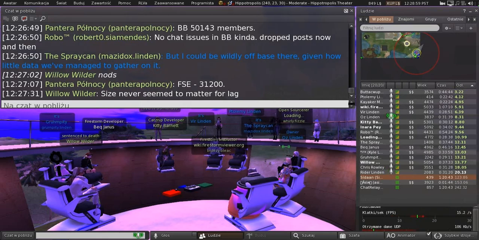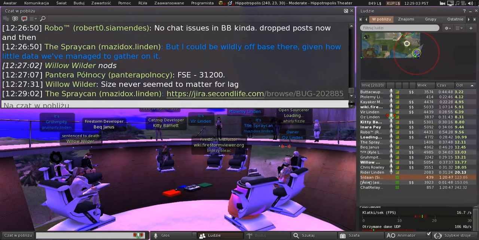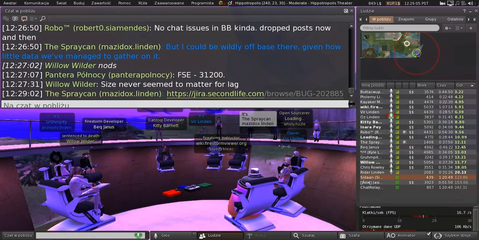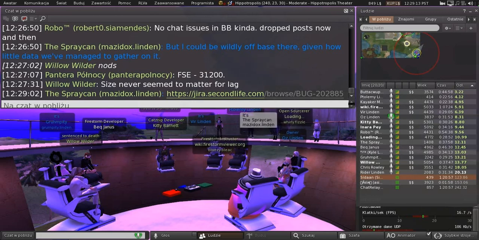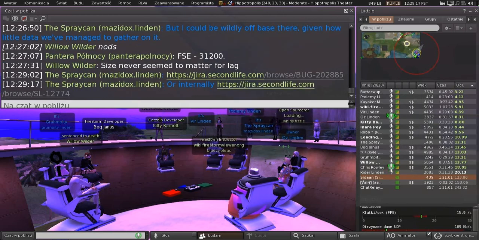So it's not that you get extra users. If the region is really full, that is, it has the maximum number of avatars that are allowed to be there, then you can't get in. If it's one short of full, premium users should be able to get in and non-premium users should not. Yeah. And that's the way it's supposed to work. Yeah, okay. So that's the bug to follow.